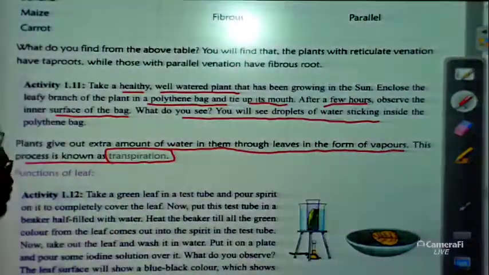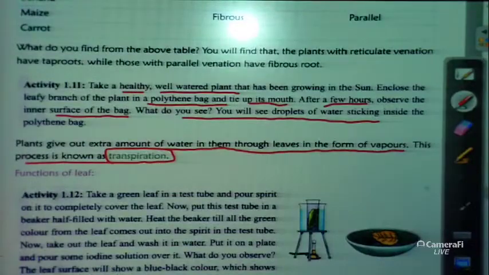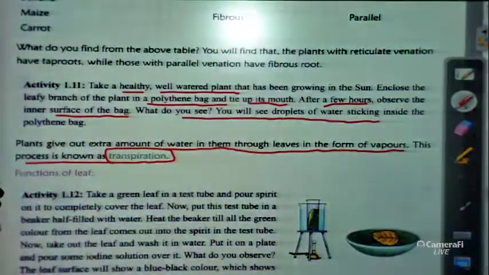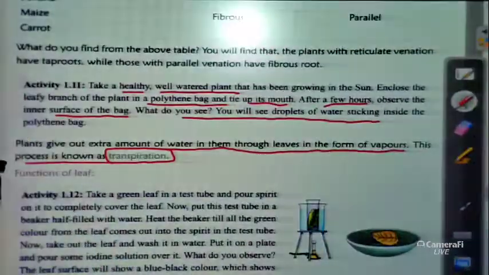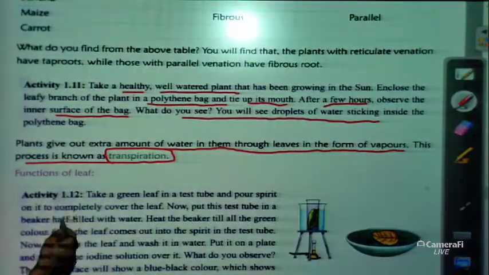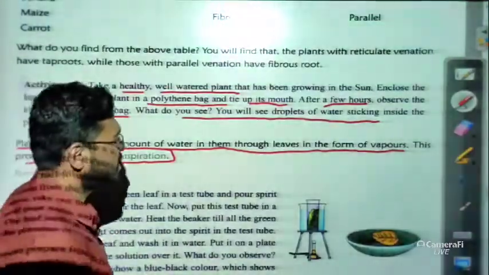Very important. So what do you mean by transpiration, students? Transpiration is a process by which plants get rid of or give out extra amount of water through the leaves in the form of vapors. So basically this process is called transpiration. If transpiration comes as a 1 mark question, you can write this explanation or this definition.